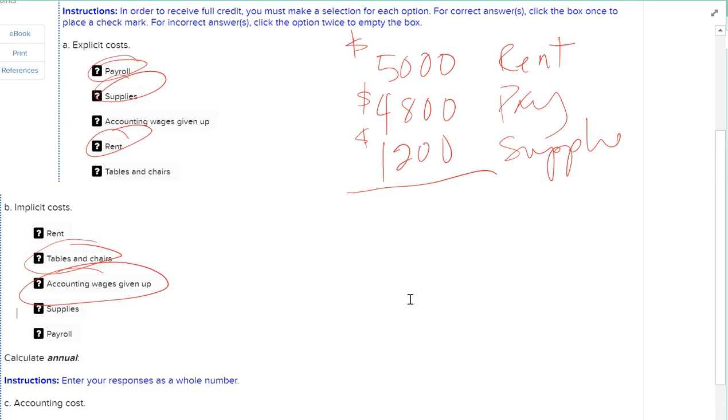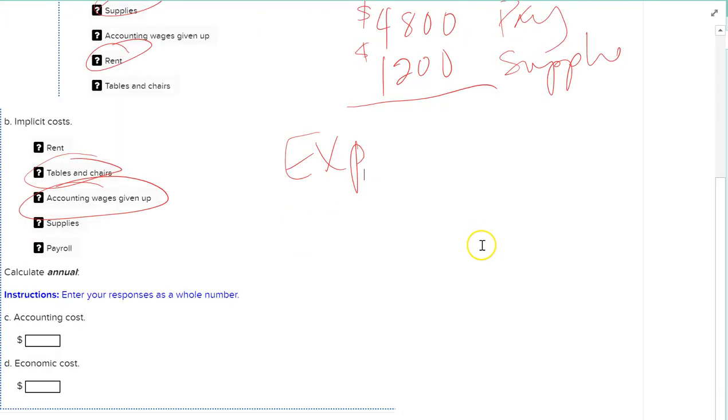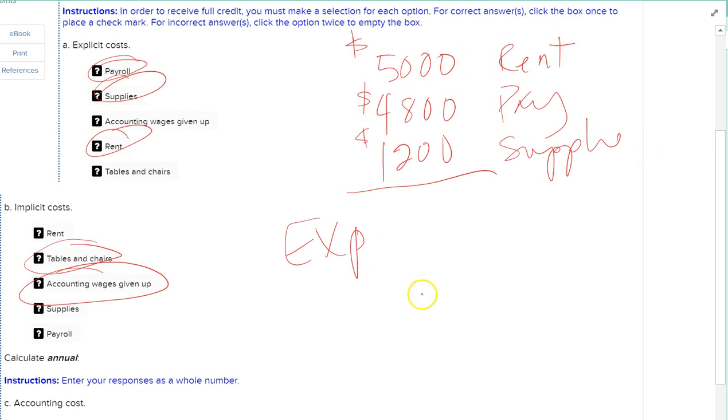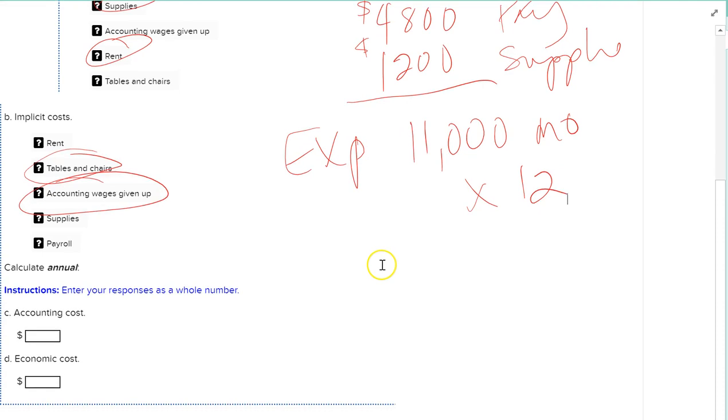Her accounting cost is going to be the total of her explicit. So that's going to be 11,000, I think. I'm not looking at the numbers here, but I'm pretty sure that's what it was. Oh, her total. These are monthly figures. Okay. Take this total, multiply it by 12. So this is her monthly explicit costs, 11,000 a month times 12 months in a year, and we get 132,000 accounting costs. And then her economic cost is going to be her accounting cost plus her implicit costs.